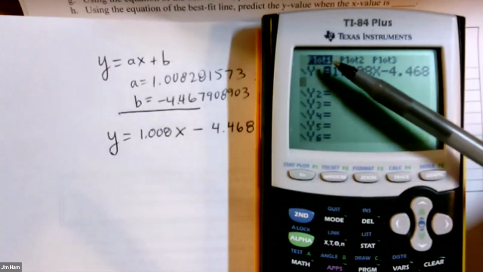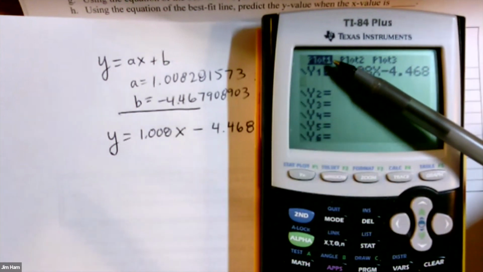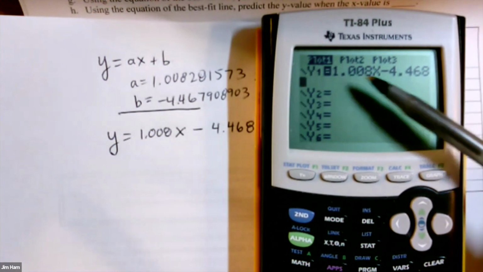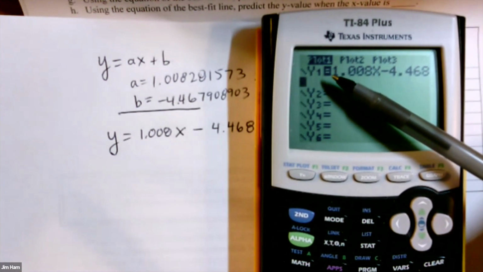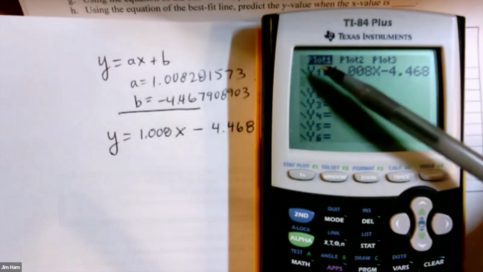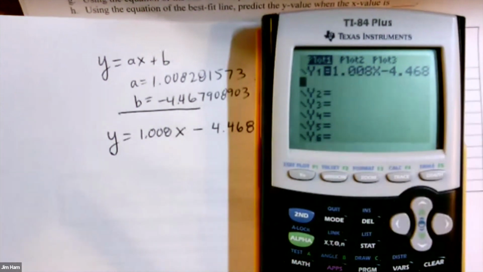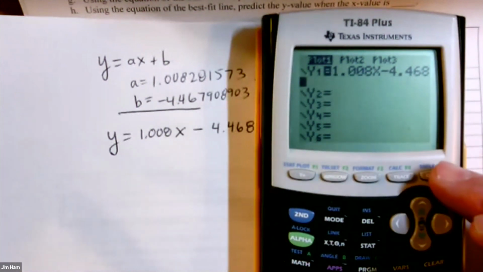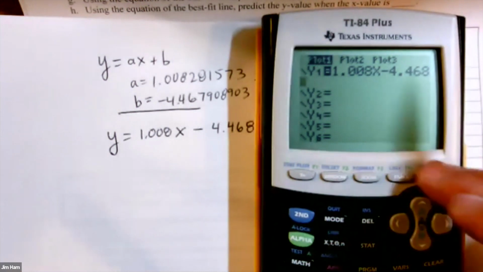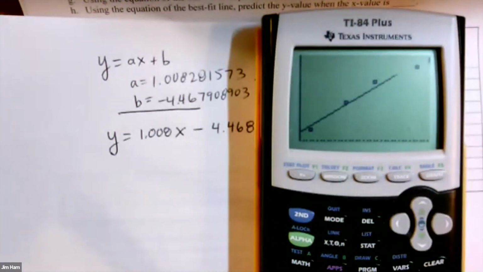Now, we have our plot turned on, our scatter plot. We have our line of best fit. Its equal sign is highlighted. That means it's turned on as well. So we're going to plot these two together so you can actually see the scatter plot. All you have to do is hit graph, and you can see that line goes right through the middle, right through the heart of those points.